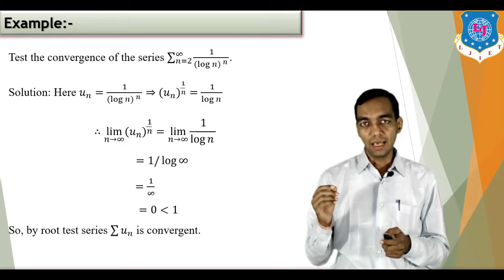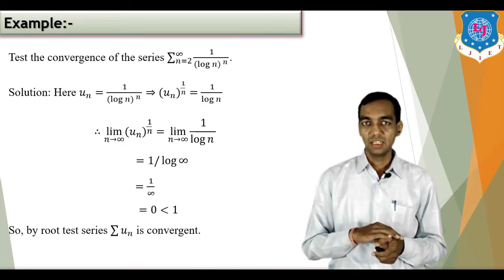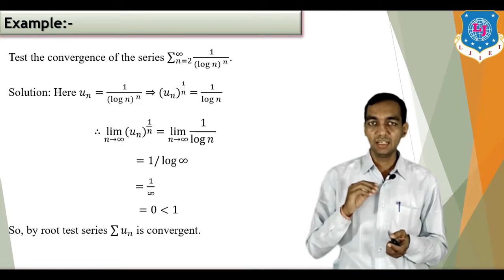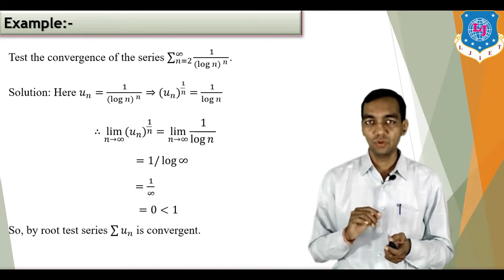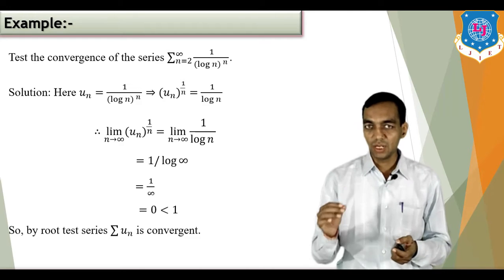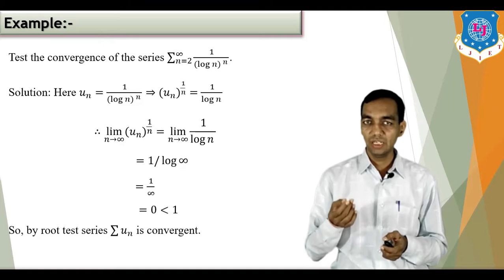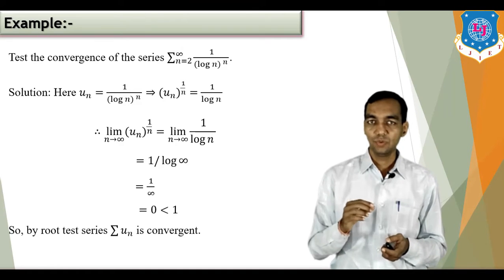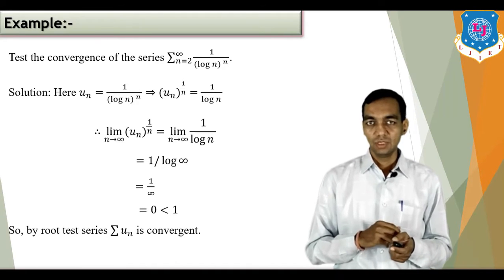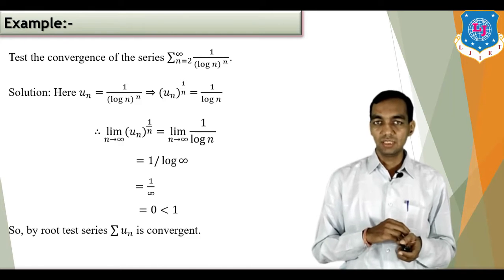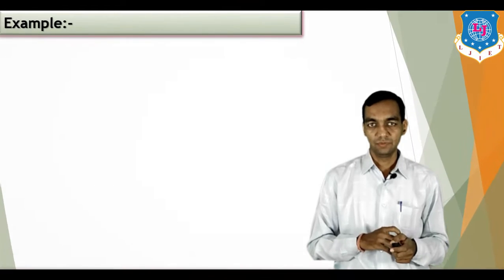Now applying the limit to the nth root, that is limit n tends to infinity un raised to 1 upon n, it will be limit n tends to infinity 1 upon log n. If you apply the limit, then 1 upon log infinity, but log infinity has a value infinity, so 1 upon infinity will be 0, and this value is less than 1. So by Cauchy's root test, this series is convergent.